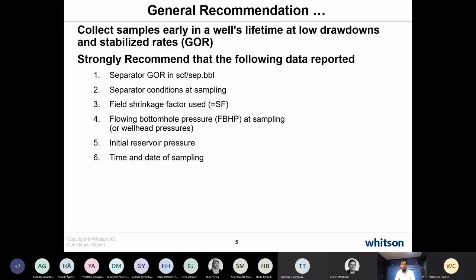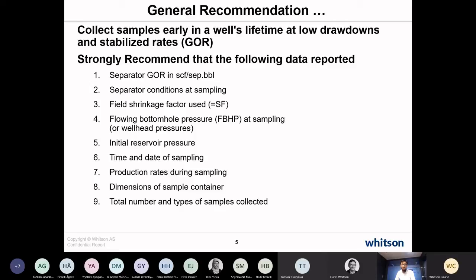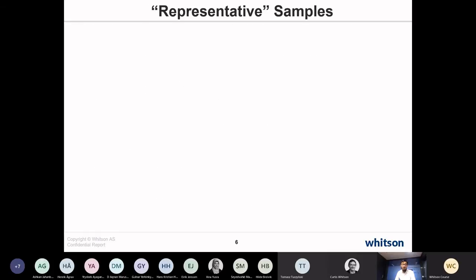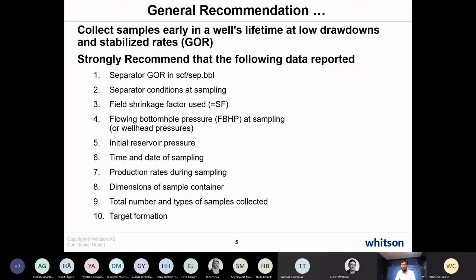Initial reservoir pressure, time and date of sampling, production rates during sampling, that will give us the GOR, for example, and then dimensions of the sample container, total number and types of samples collected, the target information. So the target formation, sorry, the name of the formation from where the samples were collected.